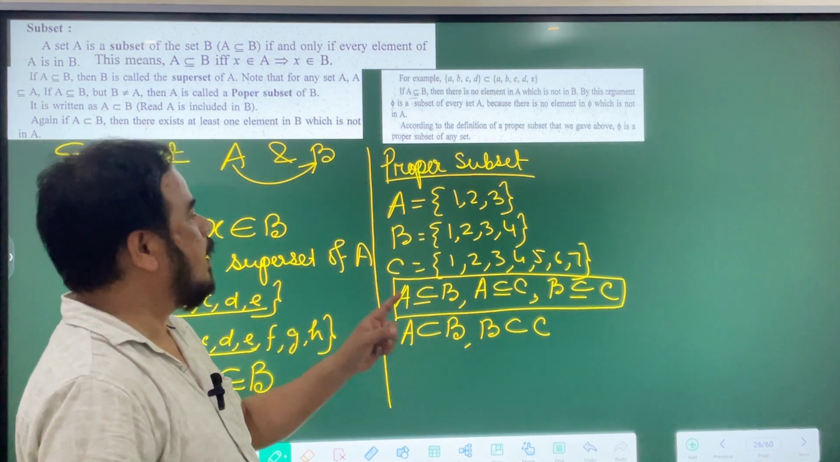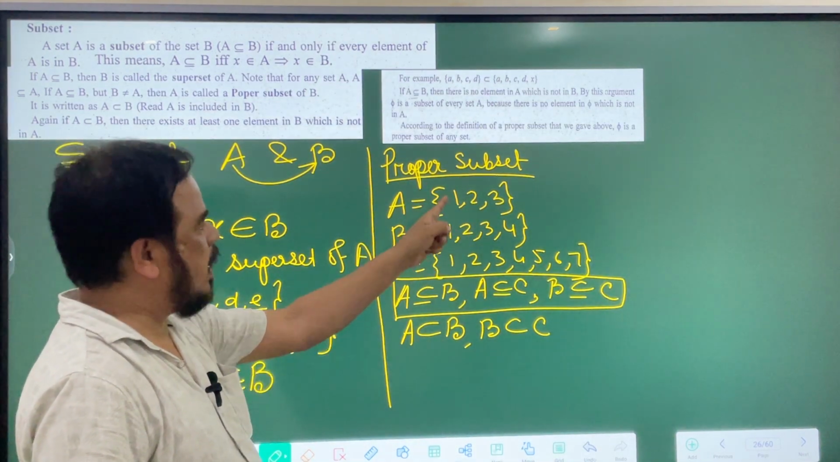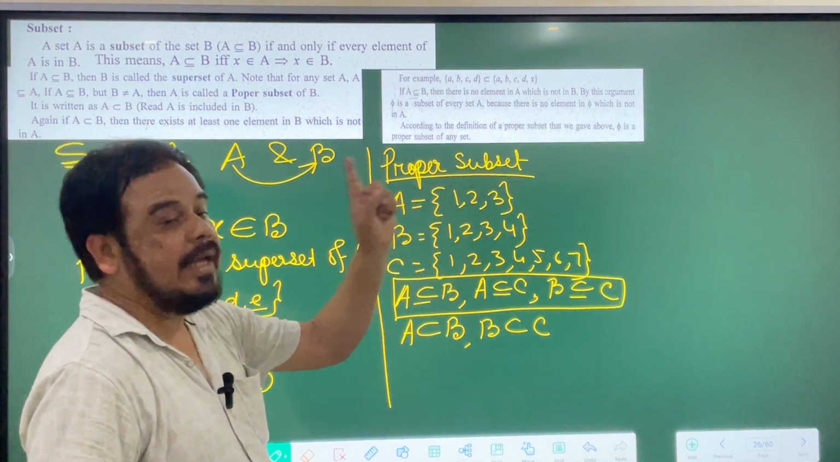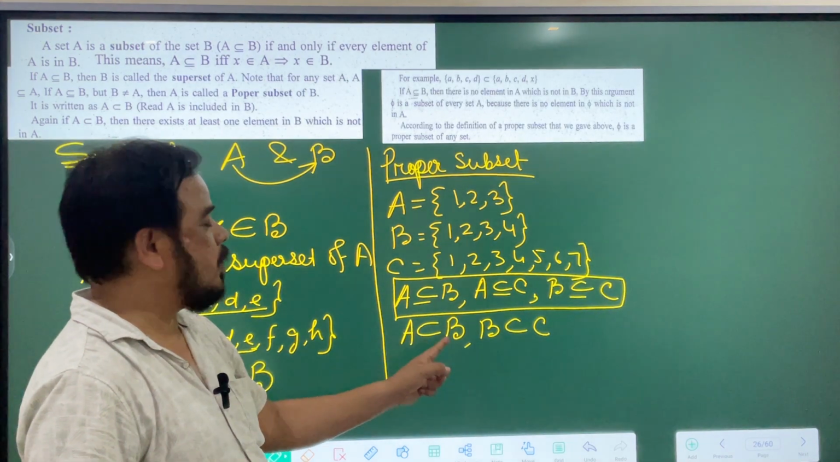Let me repeat. A has got elements 1, 2, 3. B also has got the same 1, 2, 3. But B has got one extra element. At least one extra element, if there is, then A is called proper subset of B.